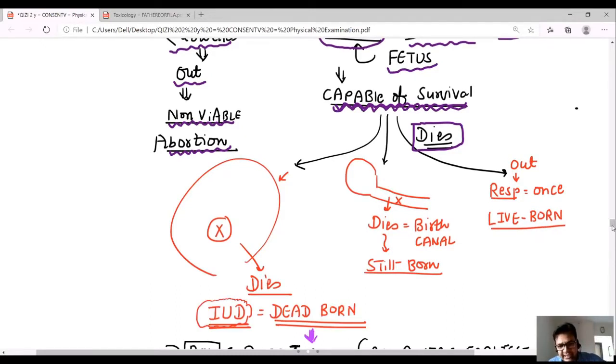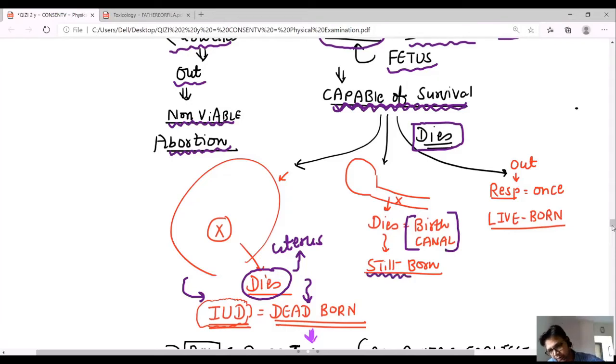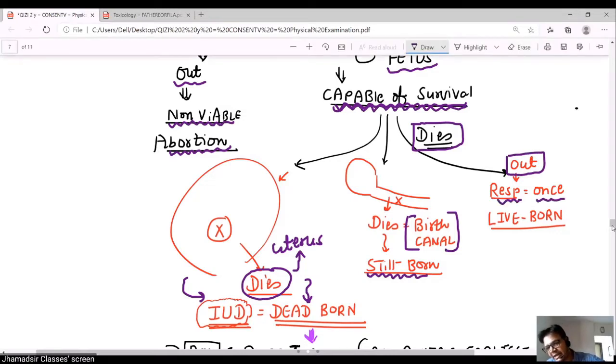If the fetus dies inside the uterus after 28 weeks, it is known as intrauterine death or dead born. If the fetus dies in the birth canal, this is very important, this is known as stillborn. And if the fetus after coming out respired, with respiration present at least once, this is known as live born.